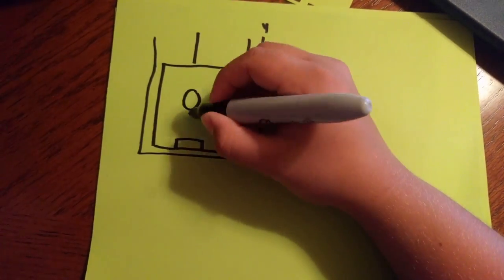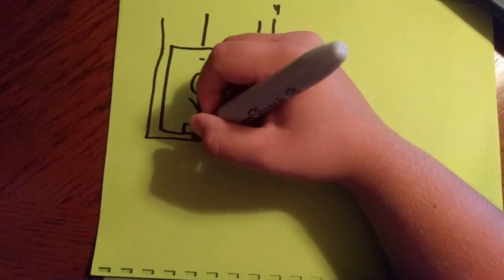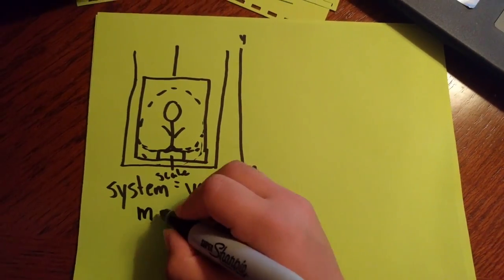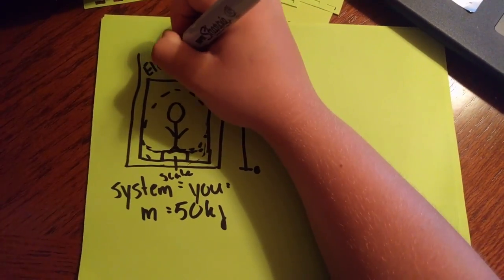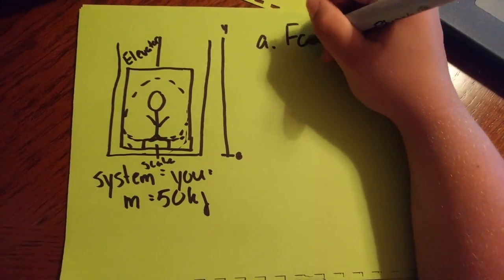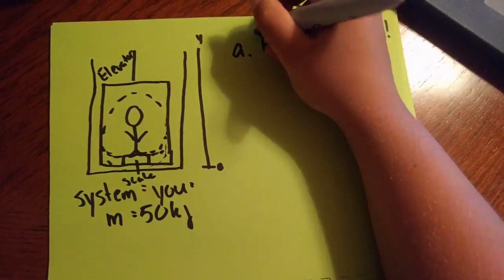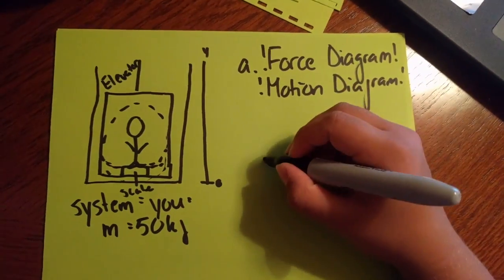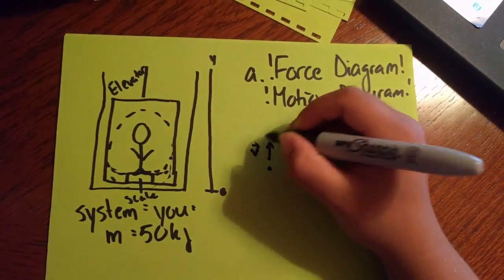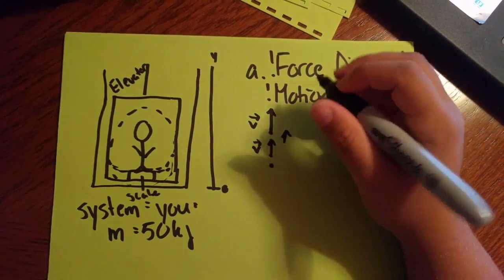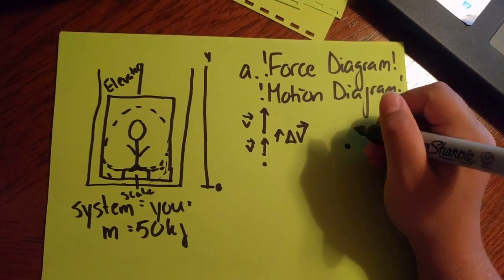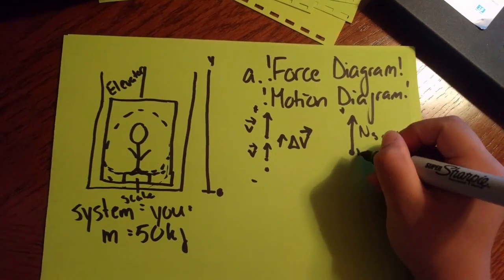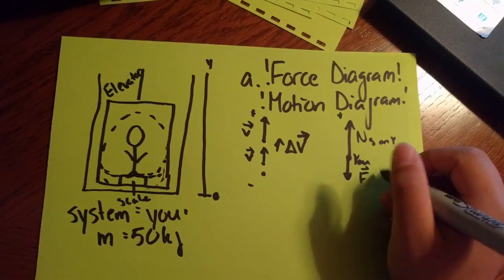The absolute first step is to draw a sketch with all of your labeled givens and your labeled system. Then you have to move on to a motion diagram and a force diagram. The motion diagram in this case shows that the change of velocity is in the same direction as the motion, which means that the force in that direction, which is the normal force of the scale exerting on you, is greater than the force of Earth pulling down on you.